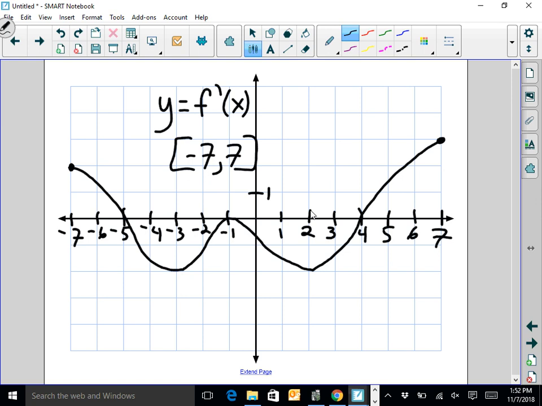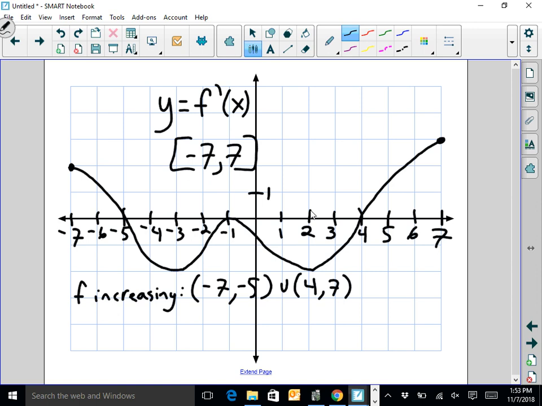So let's start with F increasing. Based on this F prime graph here, on what intervals is F increasing? Well, to know F increasing, I have to know when F prime is positive. I have a graph of F prime, so I'm simply going to look, where is this graph above the x-axis? Well, that would be on the interval from -7 to -5, union 4 to 7. We need to be able to do that every time without fail.